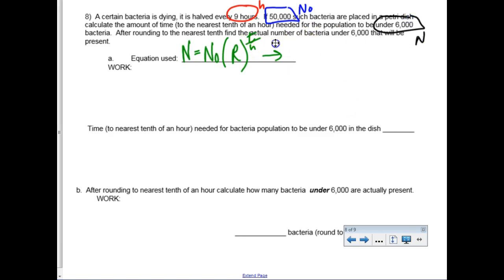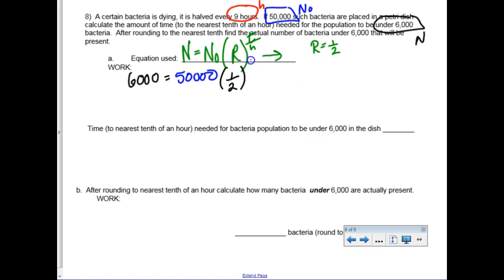But we'll talk about rounding in a minute. This one's a little tricky. And they want me to find t. The other thing we did talk about, r. Well, if it's halving, that means your r is going to be 1/2. So 1 minus 1/2 is 1/2. All right, so here we go. 6,000 is where I want my final amount to be, under 6,000 technically, starting with 50,000. And then it's times 1/2, or 0.5 if you'd rather write it that way, to the t over h power.